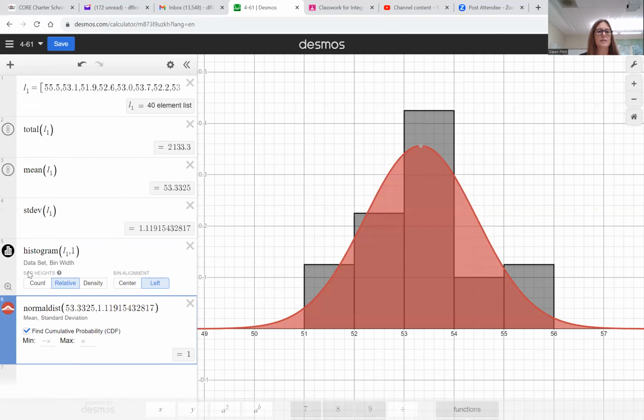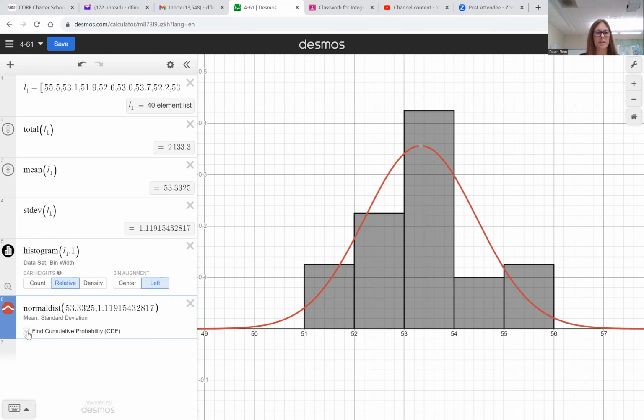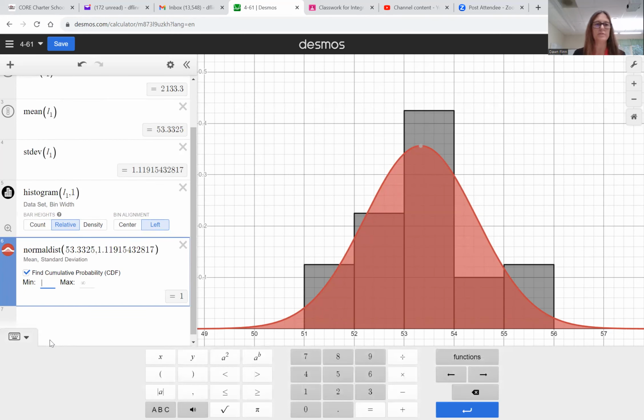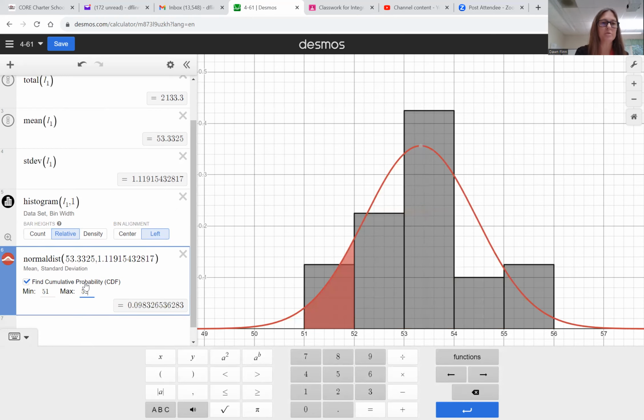See this little check, when I check it, I can put a minimum and a max. A size 51 hat is anywhere from 51.0 to 51.999. So I'm just going to say from 51. The way our bins are going, I can just say from 51 to 52. And this is going to give me, see how that's the percentage.